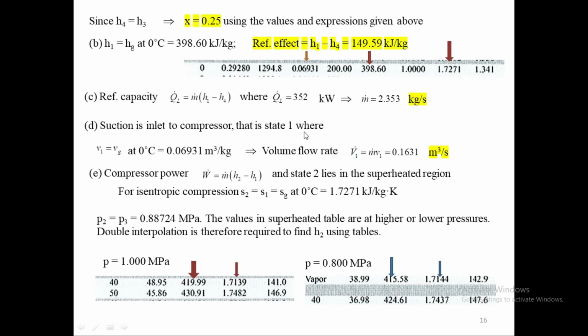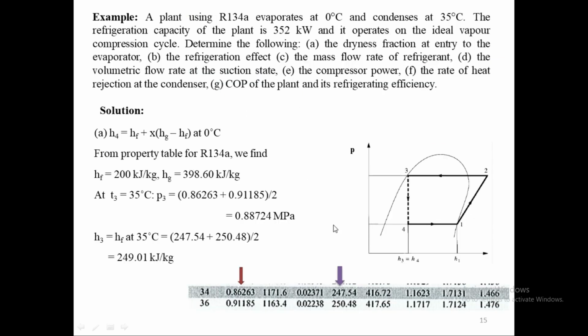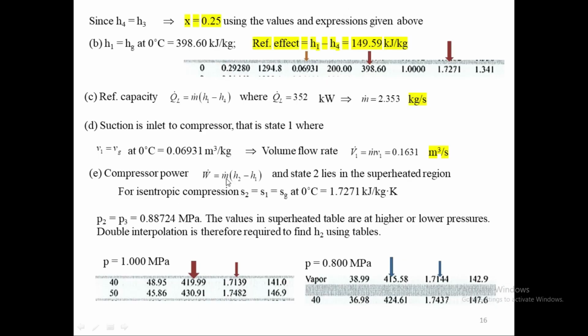At the suction state 1, V is equal to Vg. It's a saturated vapor at 0 degree centigrade, because this is the evaporator, and the evaporator is at 0 degree centigrade. At 0 degree centigrade, Vg, which I haven't shown here but you can see in the same table, is 0.06931 meter cube per kilogram.